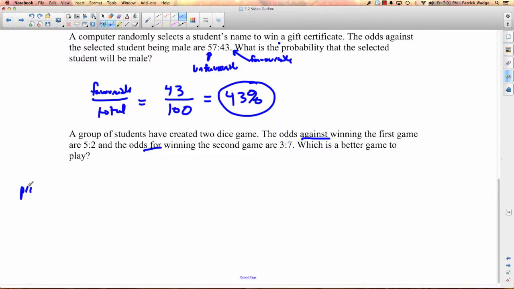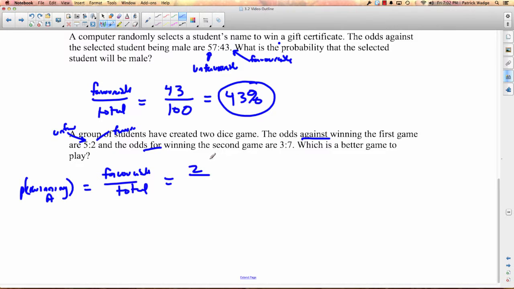So the probability of winning game A. To get the probability of winning, remember, we need the favorable divided by the total. And if you look at game A, it gives us the odds against. So if it's odds against, then the first number is unfavorable, and this second number is favorable. So favorable would be 2, and total, you would add those two together, 2 over 7. There's a 2/7 chance of winning game A.